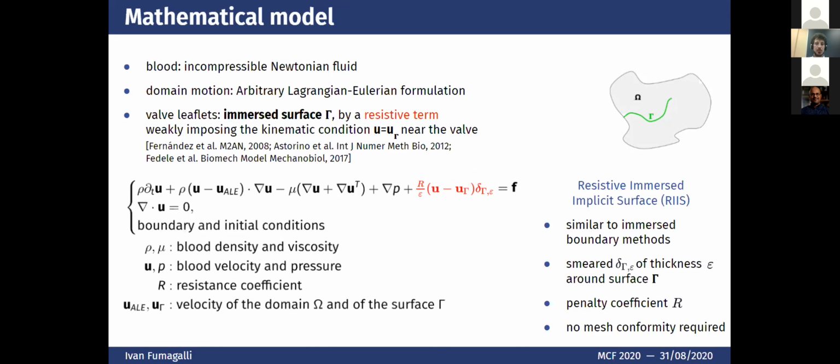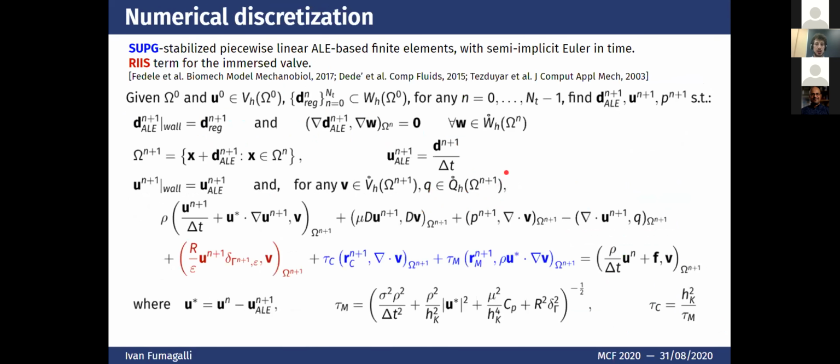Now, these mathematical models get discretized in this way. We use piecewise linear finite elements for both velocity and pressure. So we stabilize them with an SUPG approach. And the RIS term takes into account the immersed valve. So our full numerical scheme requires the extension of the data d_REG, reconstructed from registration, from the boundary of our domain to the full domain, to the full mesh, by means of a lifting operation. And then we are ready to update our moving domain and to solve Navier-Stokes equations in their stabilized formulation.